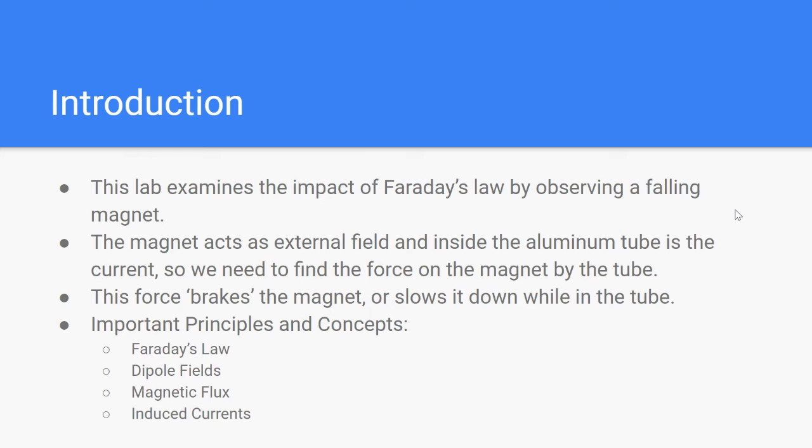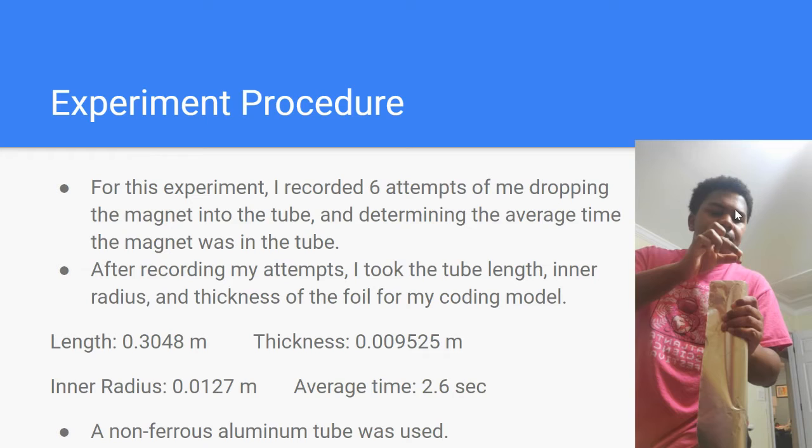Some important principles and concepts for this lab are Faraday's Law, dipole fields, magnetic flux, and induced currents. For this experiment, I recorded 6 attempts of me dropping a magnet into a tube and determined the average time the magnet was in the tube. After recording my attempts, I took the tube length, the radius, and the thickness of the foil for my coding model. And you can see the values that I labeled right under it.